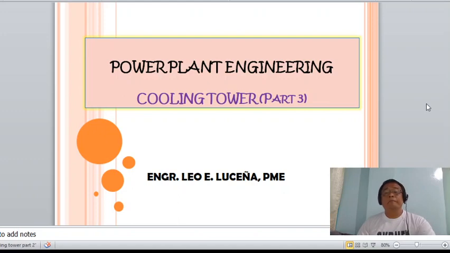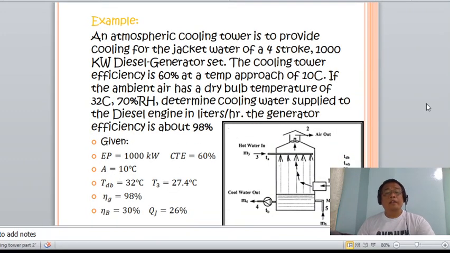cooling towers. Okay? So another example: an atmospheric cooling tower is to provide cooling for the jacket water of a 4-stroke 1,000 kilowatt diesel generator set. So this is a 1 megawatt generator set. The cooling tower efficiency is 60% at a temperature approach of 10 degrees. Okay? If ambient air has a dry bulb temperature of 32 and 70% relative humidity, determine the cooling water supplied to the diesel engine in liters per hour.